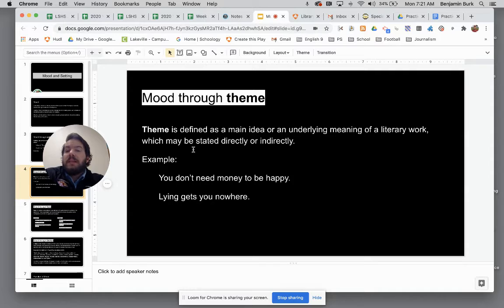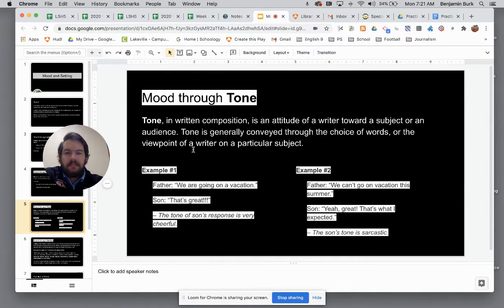Sometimes the mood is created in part because of the theme. And so if the theme, let's say, is revenge is never justified, or something like getting even is good, and that's part of the theme of the story, then you're going to feel that as a reader, as you're reading, if the author does a good job.